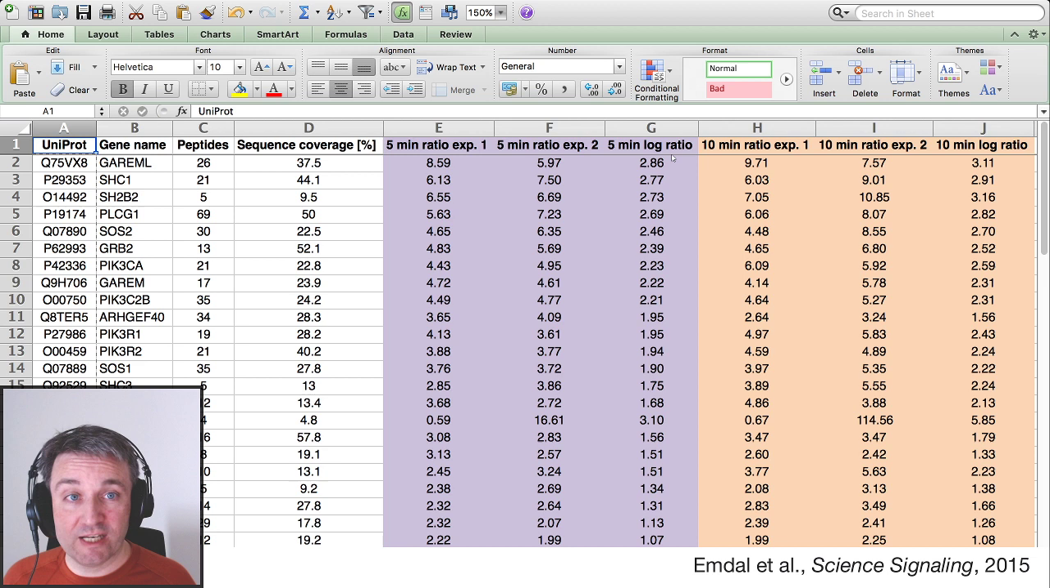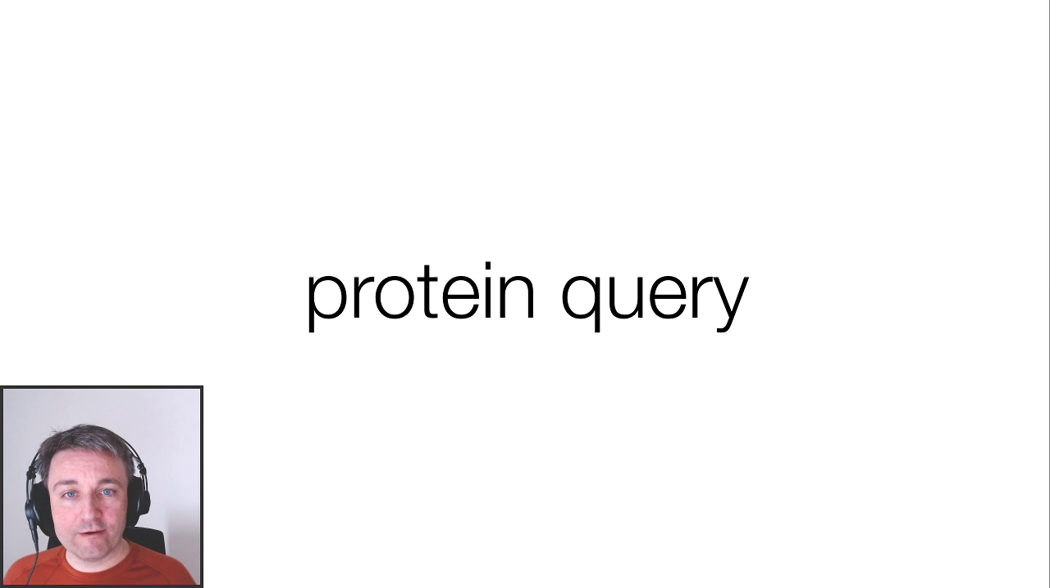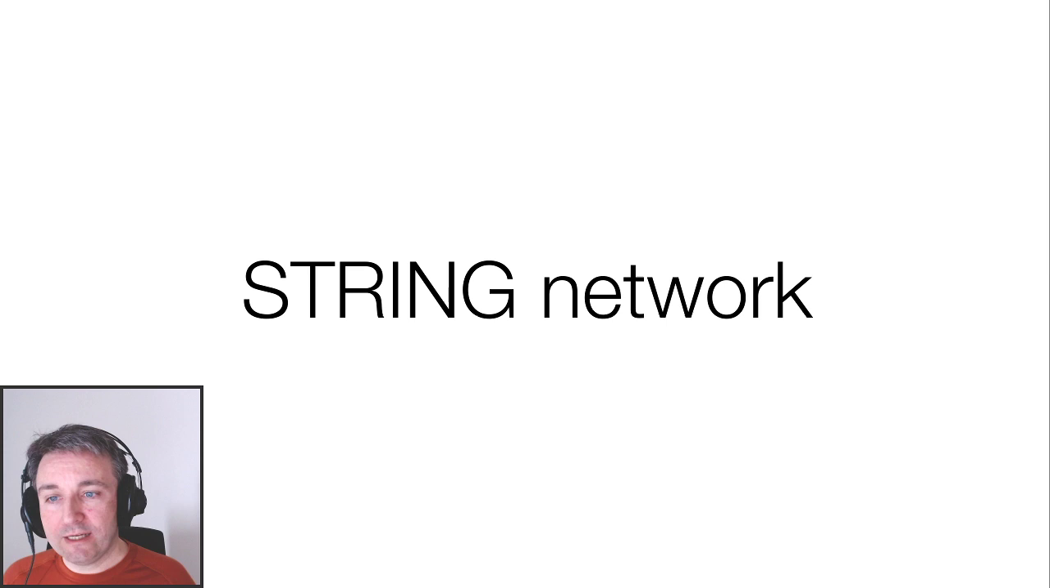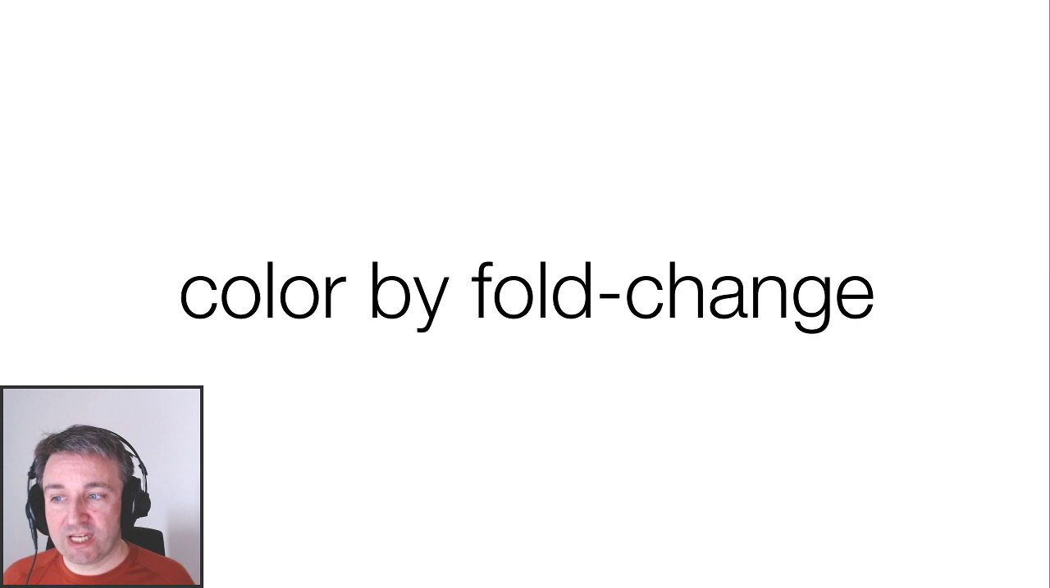Then what you do is you take the whole list of UniProt accession numbers from that table, you do a protein query, and that way you fetch a STRING network. You then go and do import table to load all of these additional columns from this Excel table into Cytoscape as well. And you can then go and color the network by fold change, for example.